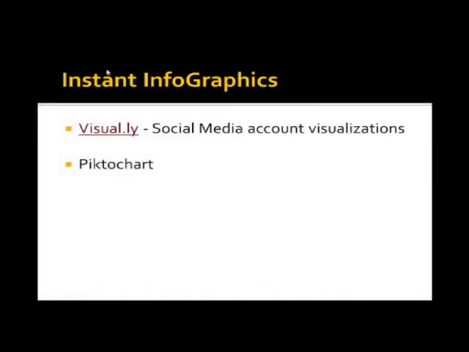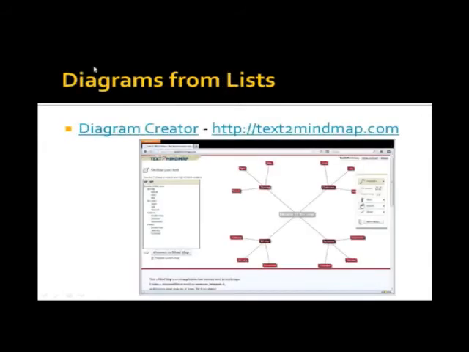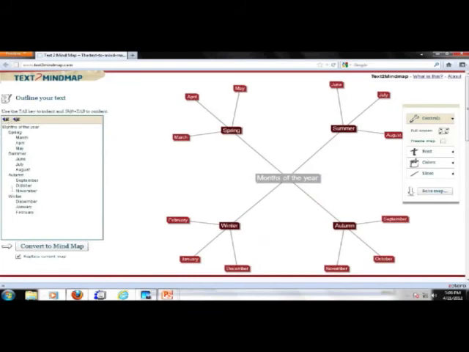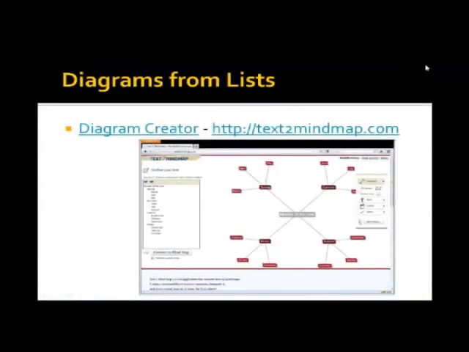PictoChart is another one I wanted to mention. It's another infographics application. Definitely check that out. If you're still having trouble thinking in terms of visualizing any information, I kind of like this diagram creator. I linked it here. I like the way you can just have a nested list, and it just kind of creates this diagram here for you. So I think that's good for a little bit of inspiration. Also, you can customize it here.